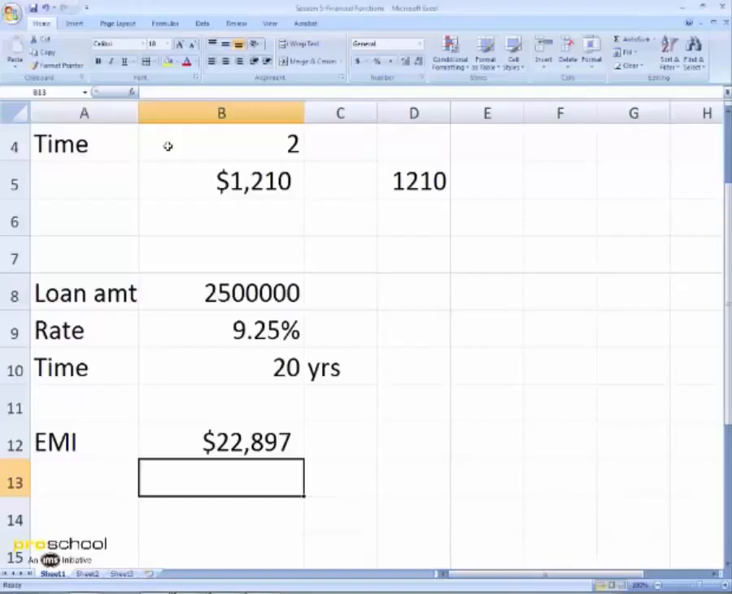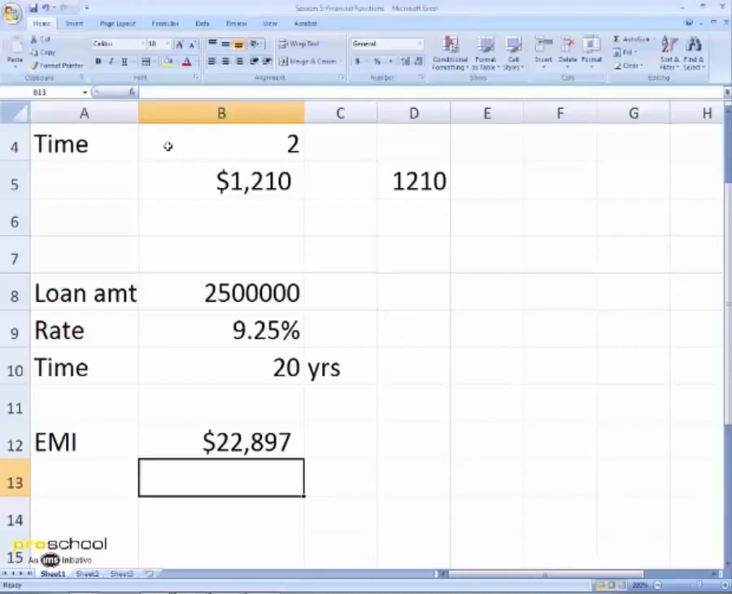Similarly, you can use functions like NPER or RATE. Let's say you want to calculate the number of periods, the number of years that you need to repay the loan, or if the rate is unknown and everything else is known, you can use the RATE function to calculate the interest rate.